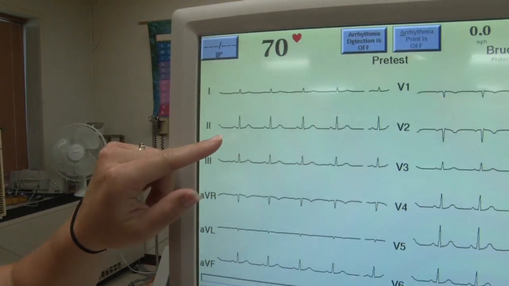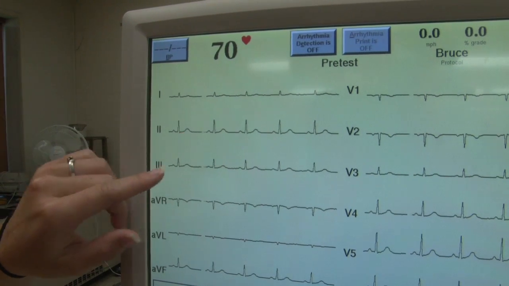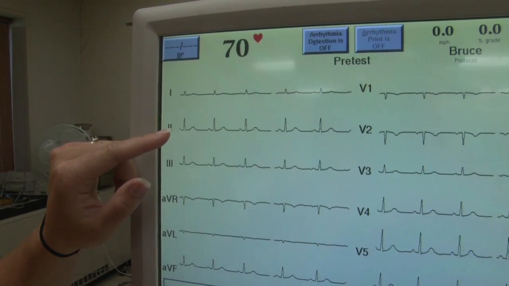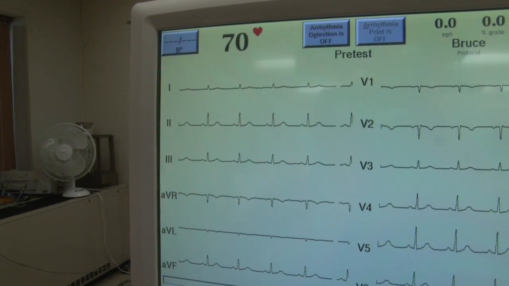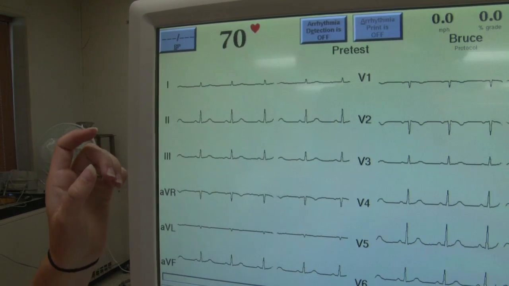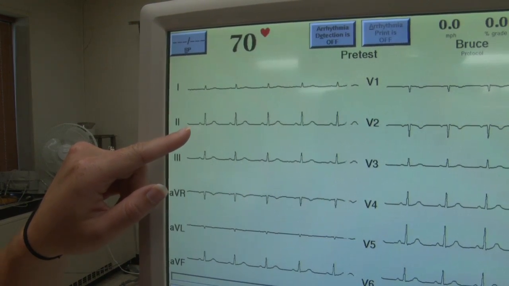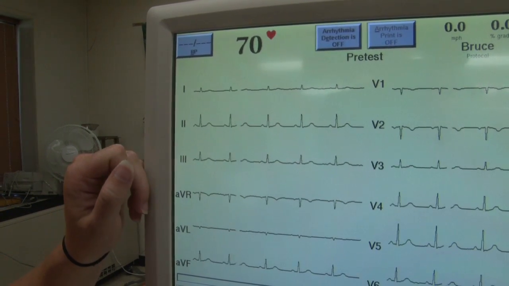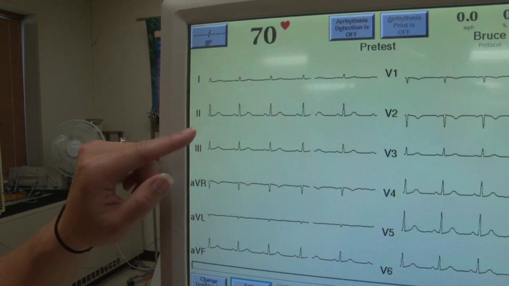So with the normal rhythm, here you can see the nice P wave, the PR segment, the QRS complex, the T wave, and the ST segment, which is from the last of the QRS complex to the end of the T wave. The PR interval is from the end of the P wave to the beginning of the QRS complex, and the QT interval is from the end of the QRS complex to the end of the T wave.